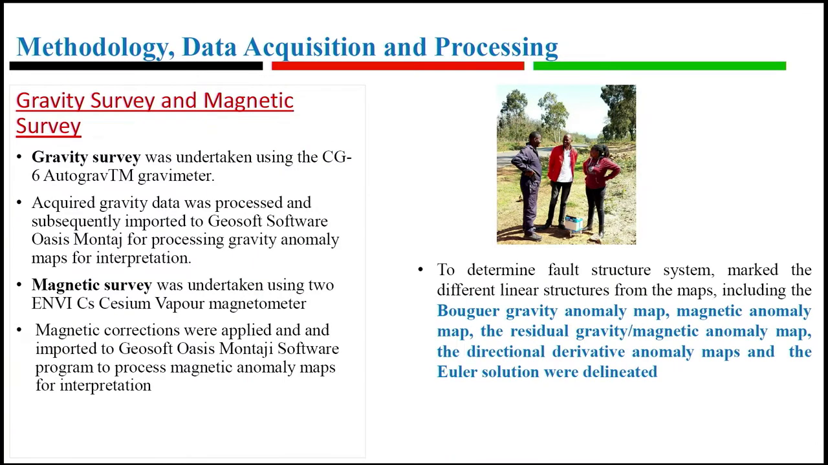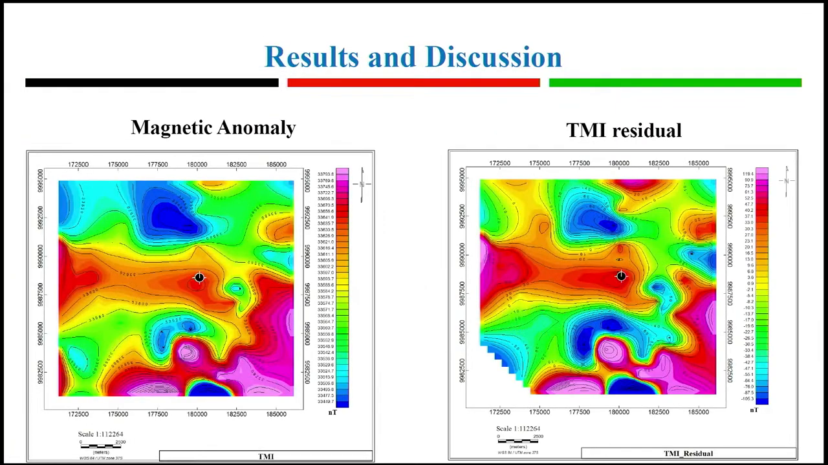In carrying out the survey, we used gravity and magnetics. We used gravity equipment to obtain gravity data, and also used a magnetic survey equipment called a Scintrex vapor magnetometer to collect magnetic data. This was processed so that we can determine the faults and fractures.